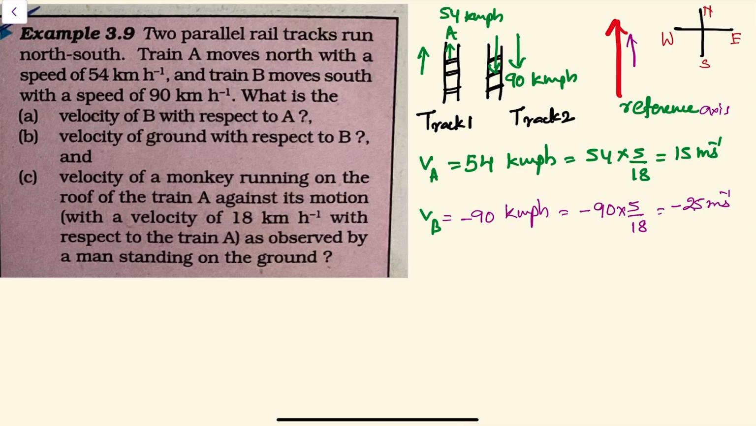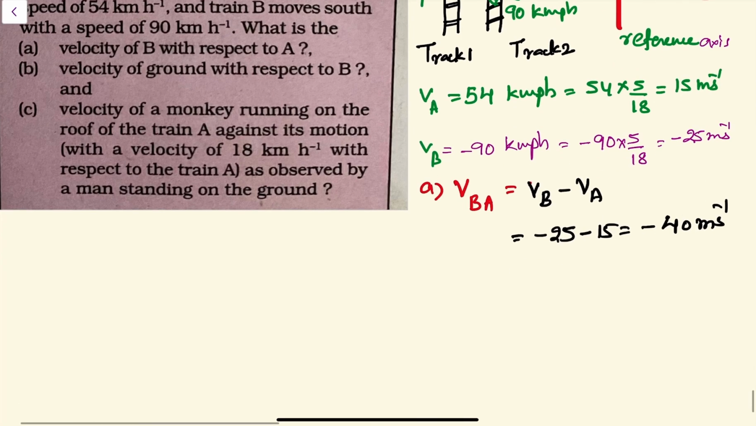The question is the velocity of B with respect to A, or relative to A. So VB minus VA. VB is minus 25 minus 15. You will get minus 40 meters per second. Of course, if they ask in kilometer per hour, we need not write all the things.